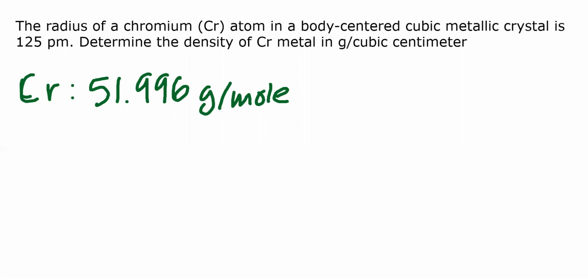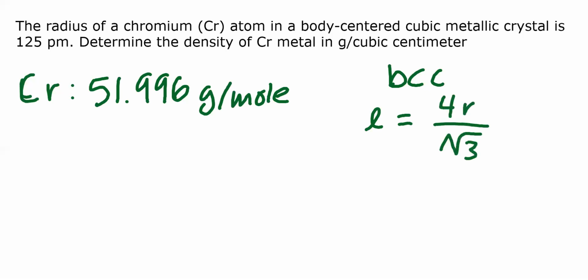And then for the radius, here it's given in picometers. We need to know how radius relates to the edge length of the unit cell. And for a body-centered cubic or BCC crystal, the edge length is 4r over the square root of 3. We need to know that.